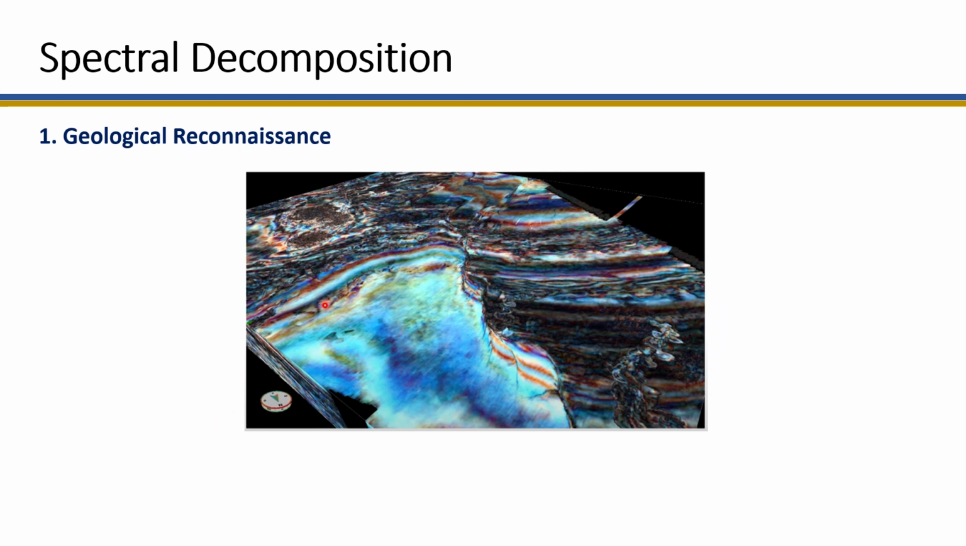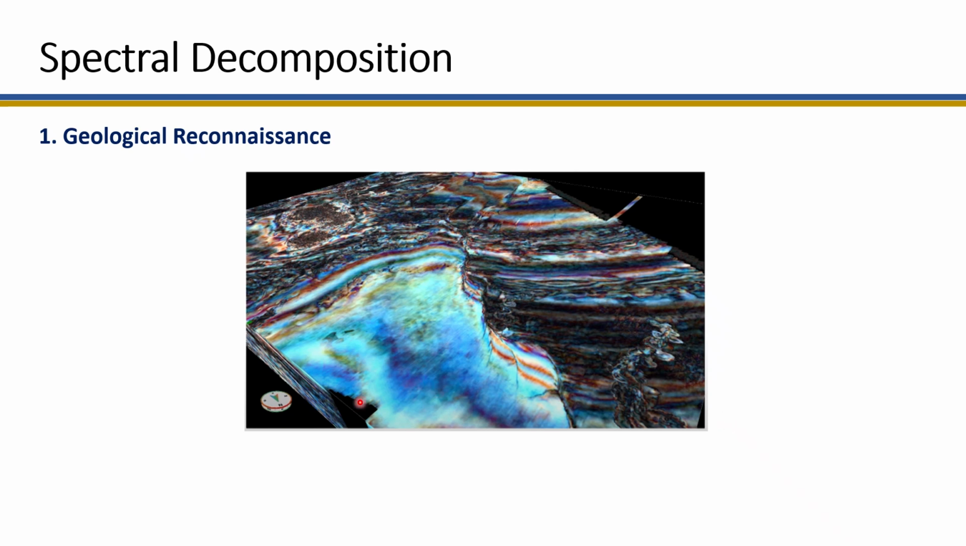So if you have a new area that you are looking at, you have a large data set and you want to know what's going on in there, frequency decomposition and RGB blending is a good way of revealing the geology and showing you what's going on.